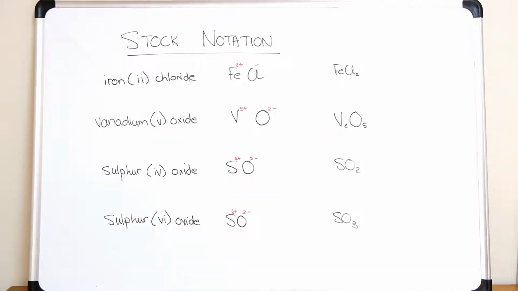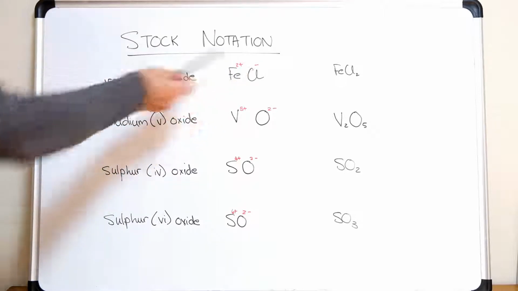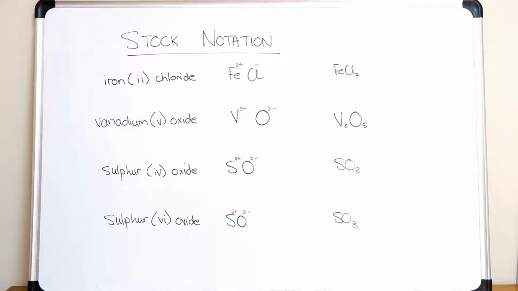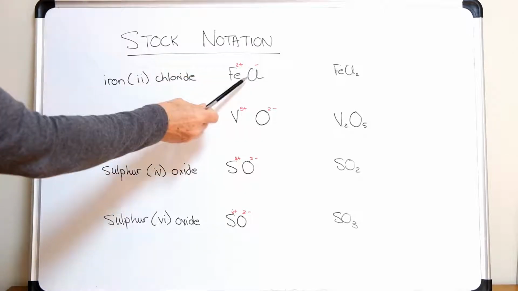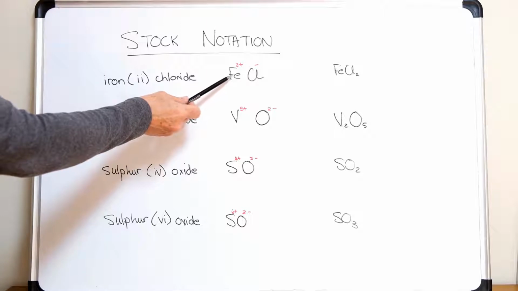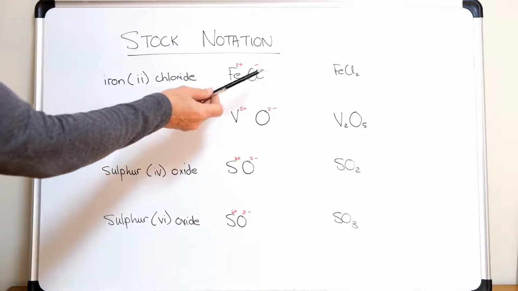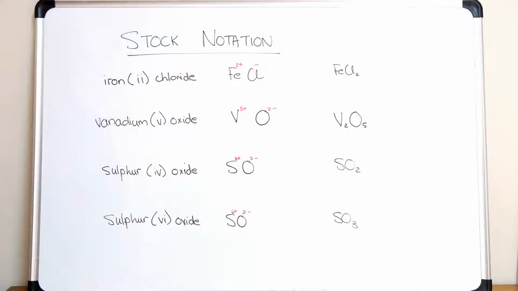When you see Roman numerals in brackets, you are actually being given the oxidation number of the element. So for example, iron(II) chloride means that the iron's oxidation number is plus 2. We know that chloride is negative 1 because it's in group 7. So if you look at this, you need 2 chlorines to make up iron chloride. So this is ionic, so those are separate ions. So the formula will be FeCl2.